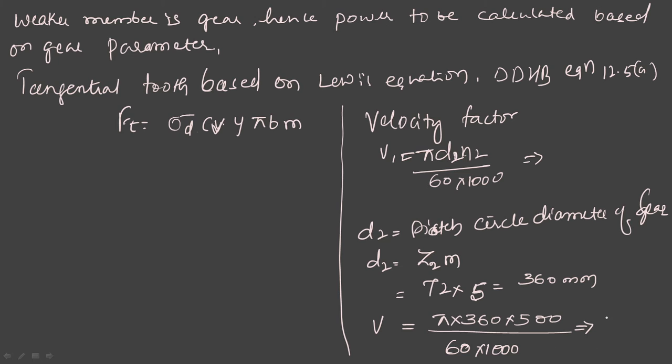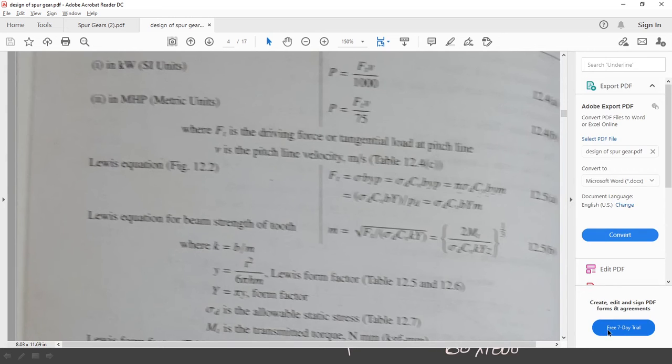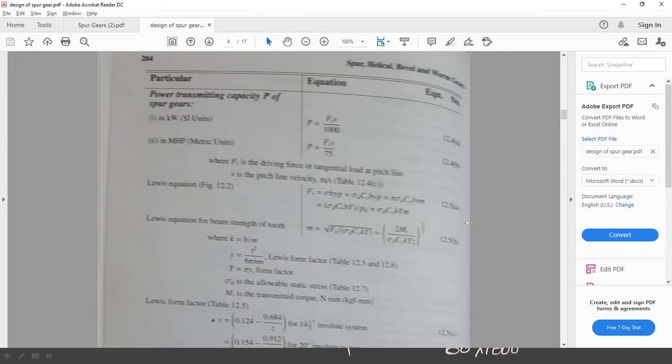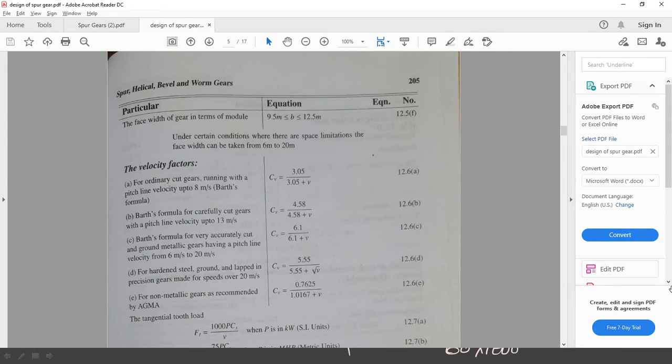9.42 meter per second. Okay. Now, for 9.42 meter per second, what is the compatible equation to get the value of Cv here? Okay. So now you can refer equation number 12.6b to find out the value of Cv here.